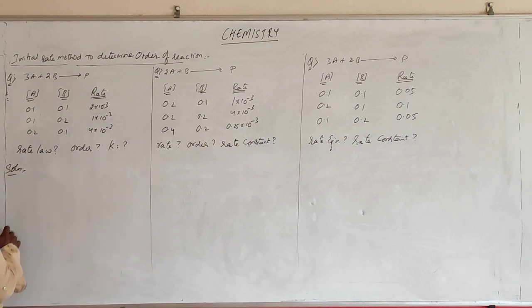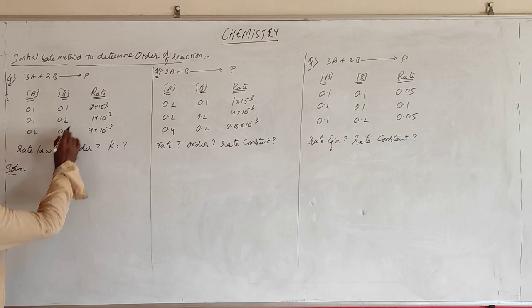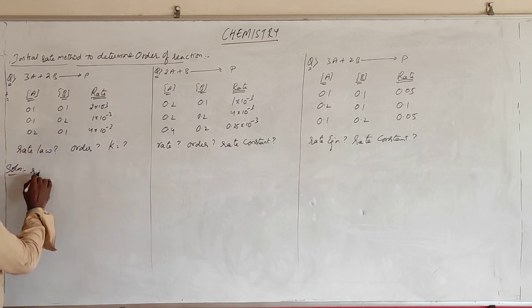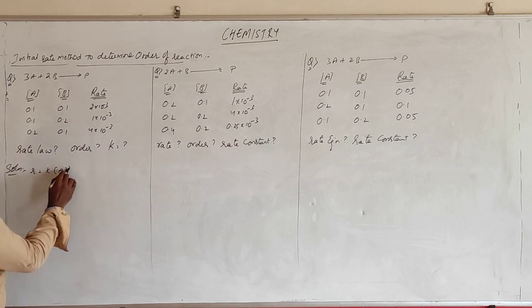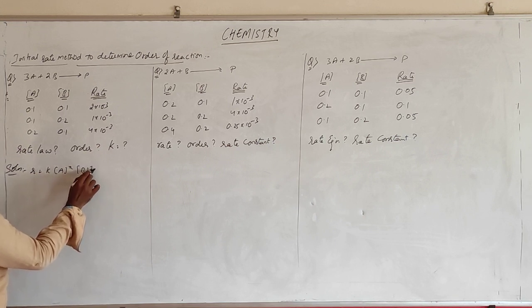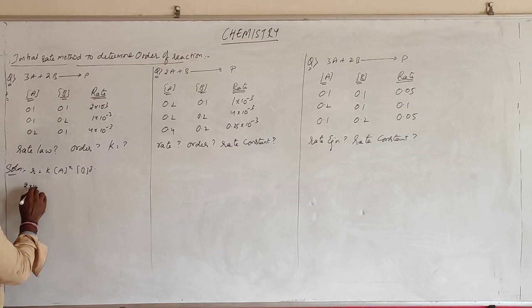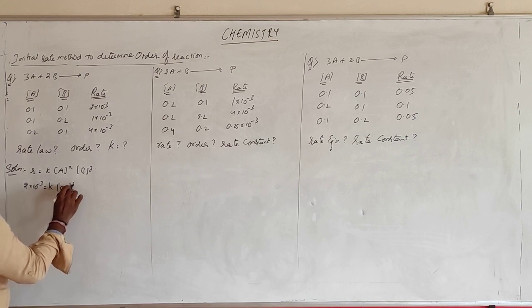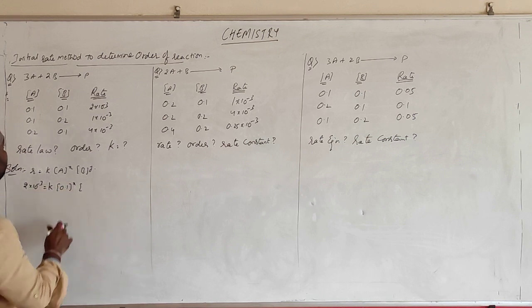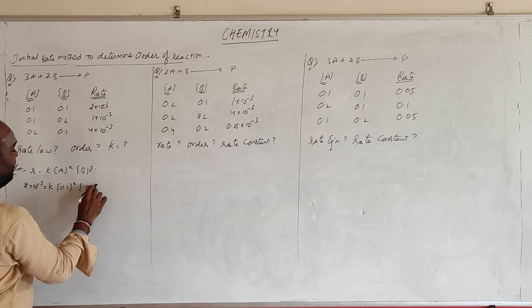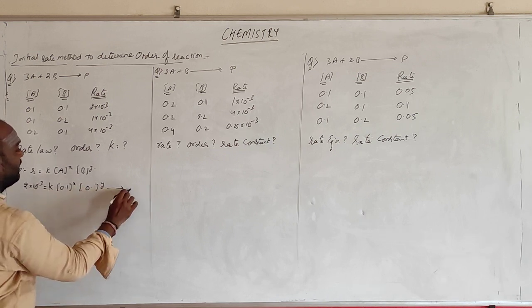First write the equation. Rate is equal to k into A power x, B power y. Now I am taking this equation. Rate is equal to 2 into 10 power minus 3, that should be equal to k into the A value, 0.1 power x, B value 0.1 power y. This is the first equation.